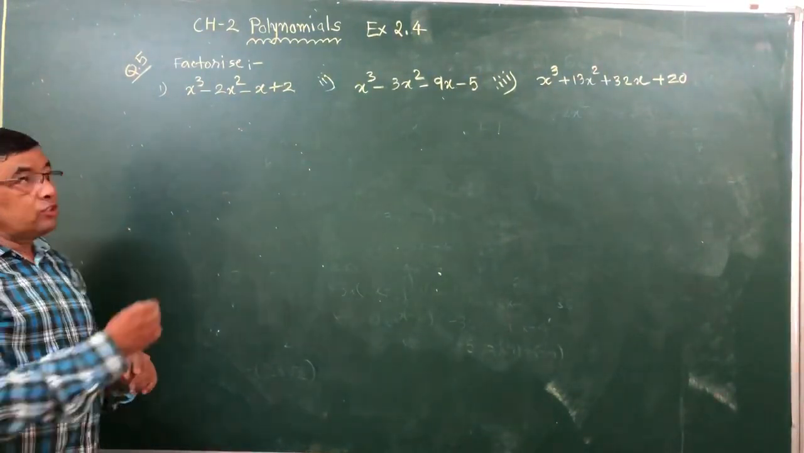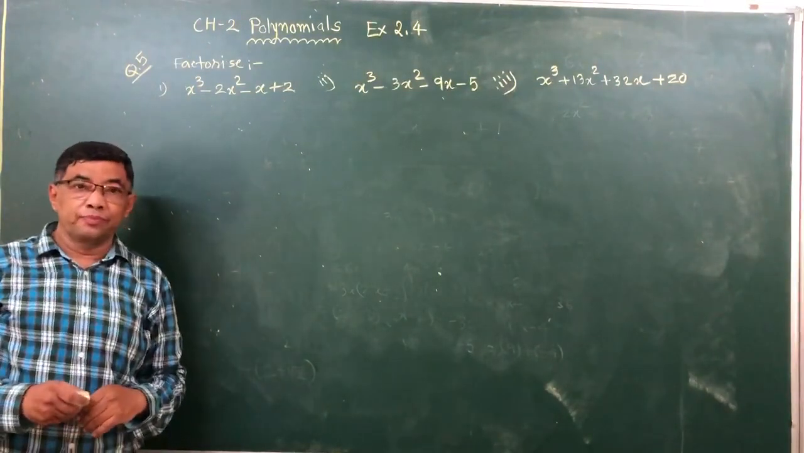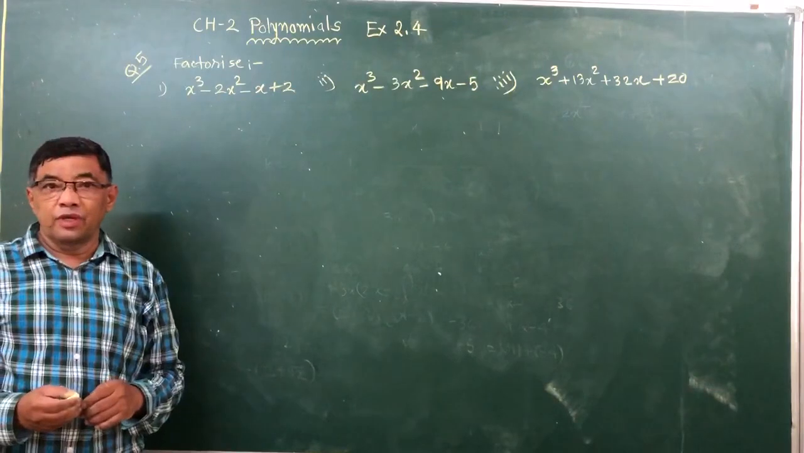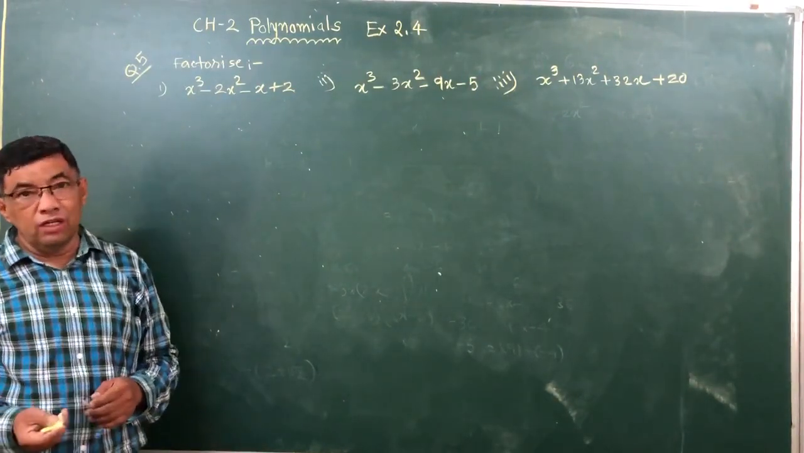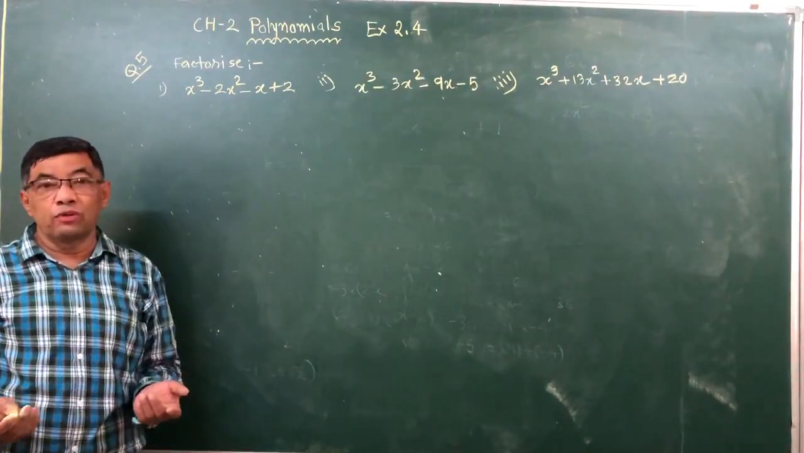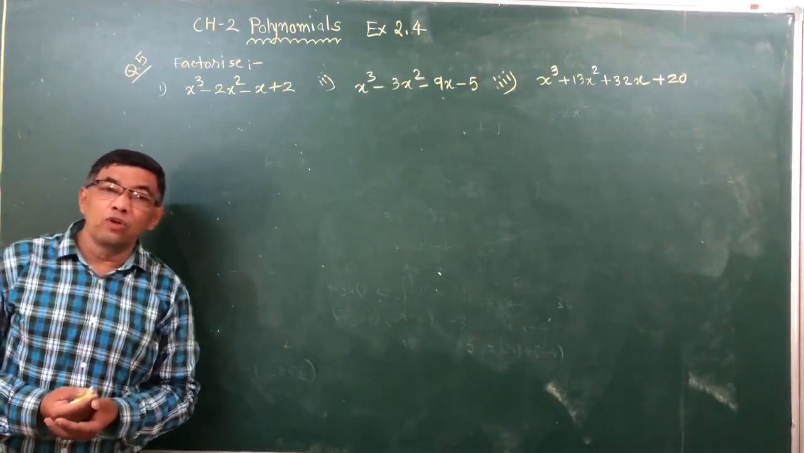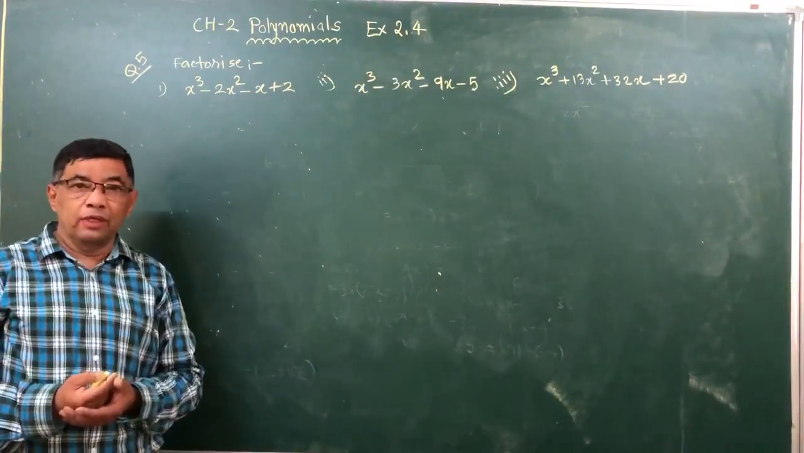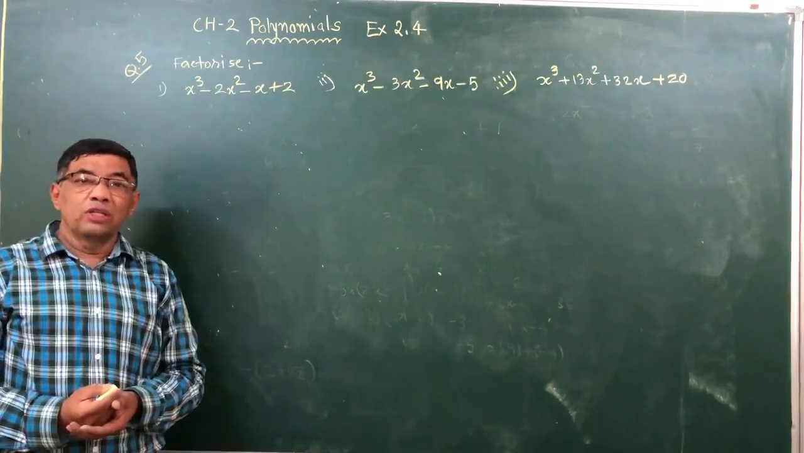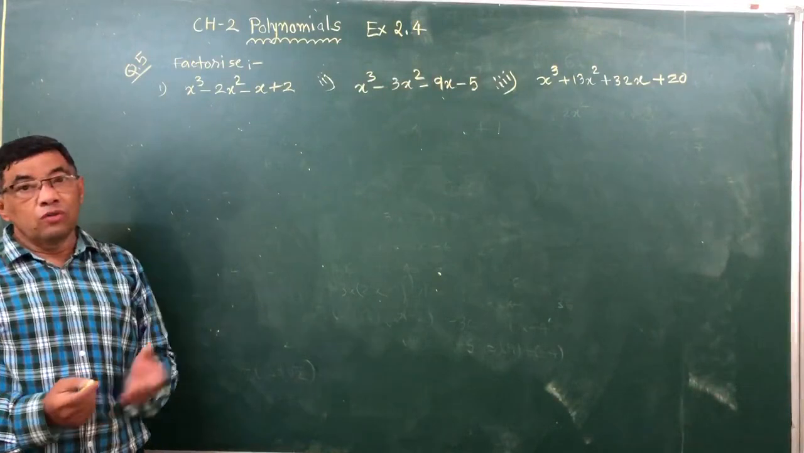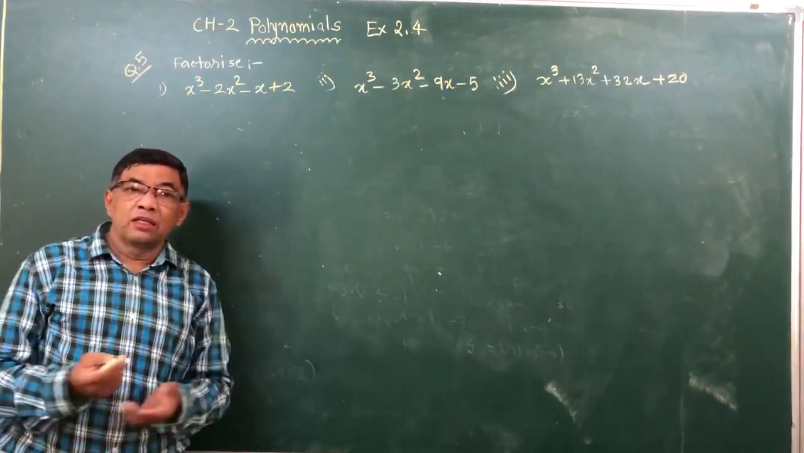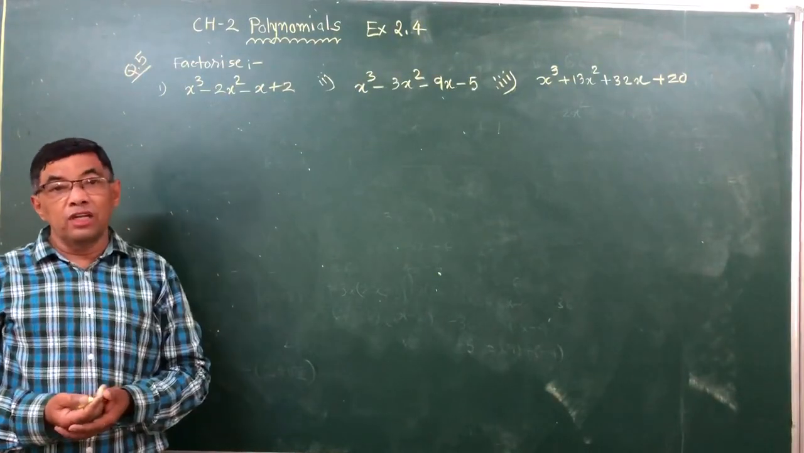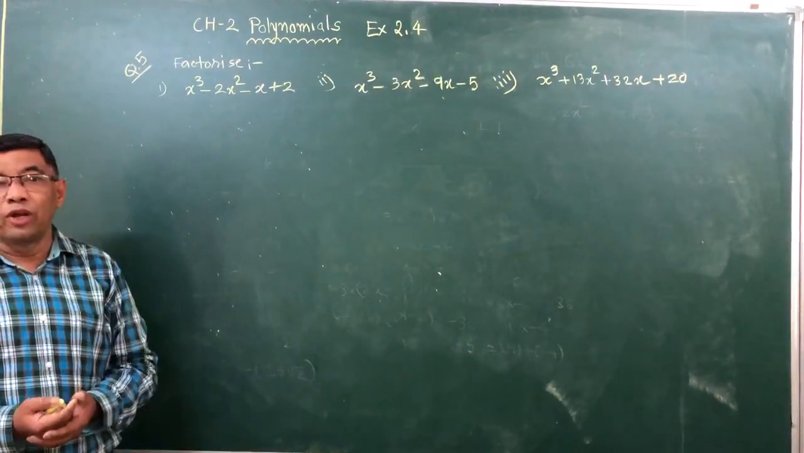First of all we have to apply the factor theorem, to find which is one of the factors: either x minus 1, or x plus 1, or x minus 2, or x plus 2. Which one is the factor? We already know the factor theorem: if p of 1 equals 0, then x minus 1 is a factor, and if p of minus 1 equals 0, then x plus 1 is a factor. We check, and if neither works, then you have to find p of 2 and p of minus 2, and decide which one is a factor of this polynomial.